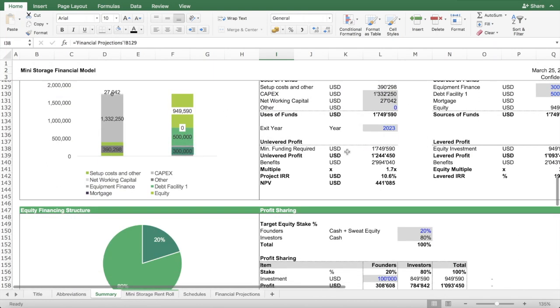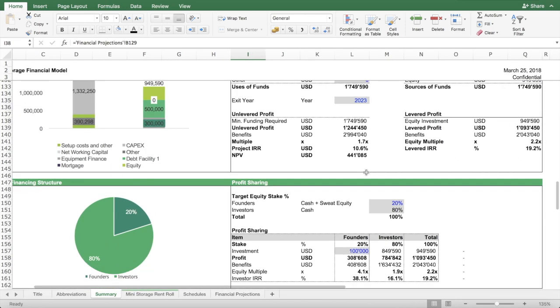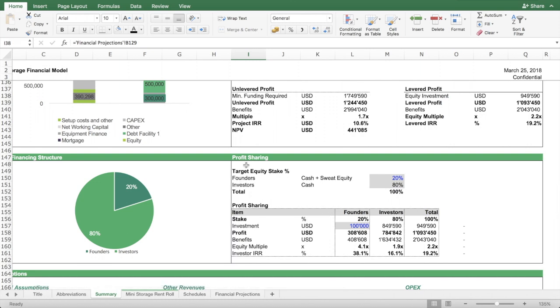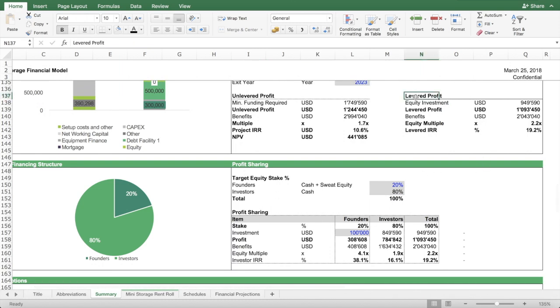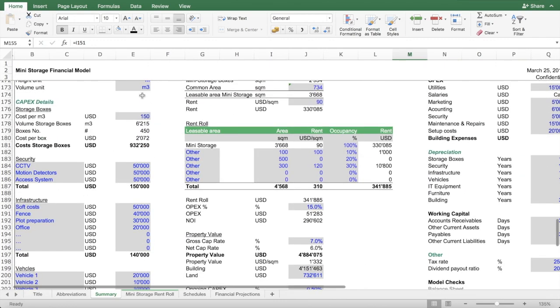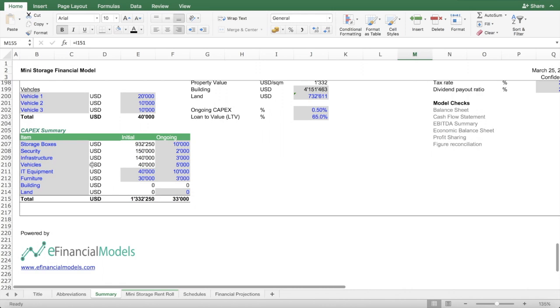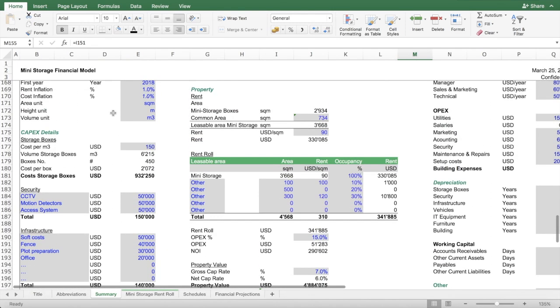And the model goes on, also gives you here a summary of the expected profits. And if you want to take also co-investors on board, you can split the levered profit, meaning the profits to equity investors, and further split it between one share going to the founders and one other share of the profits going to equity investors. And below you have here all the more detailed assumptions for how much the costs are to actually build the storage business.